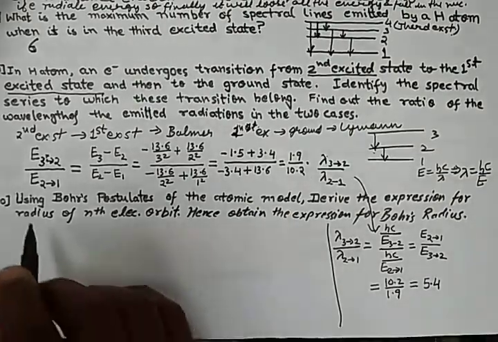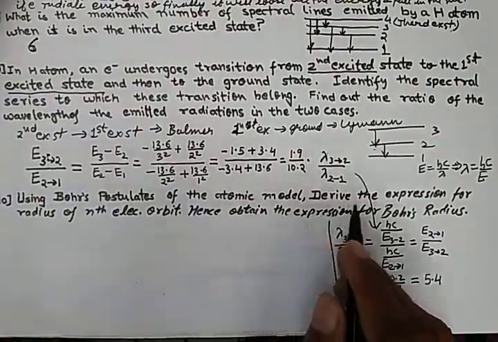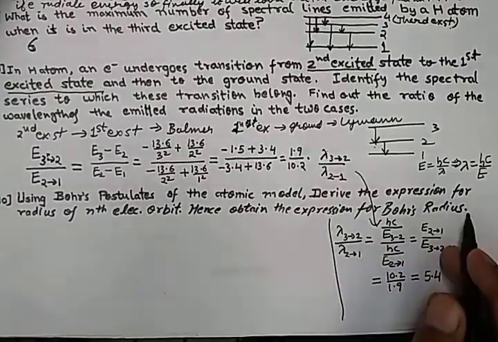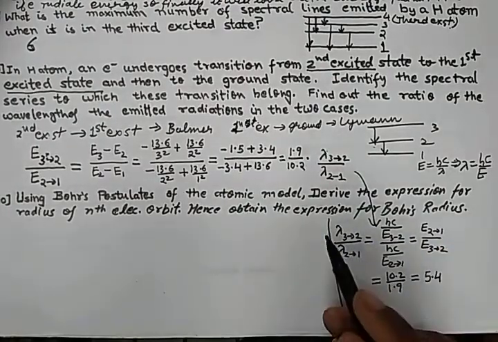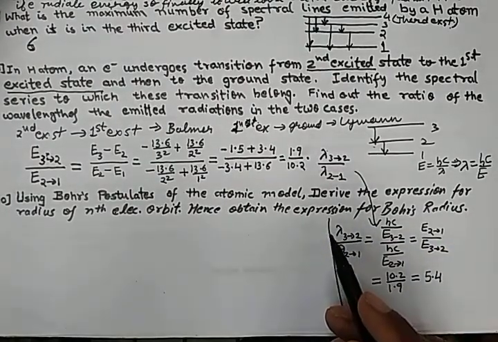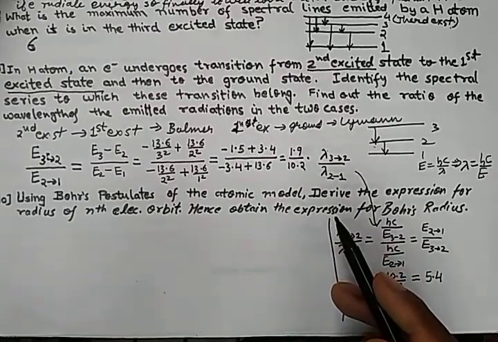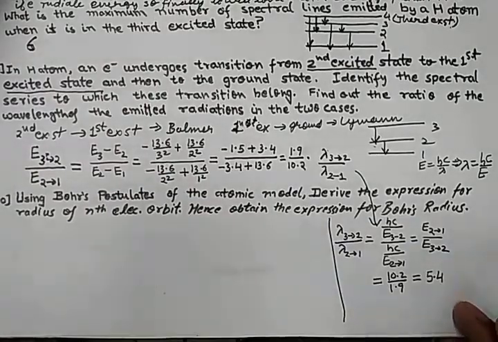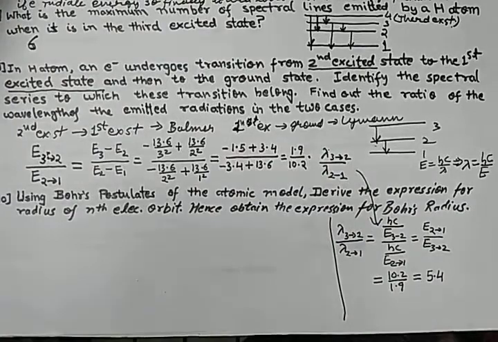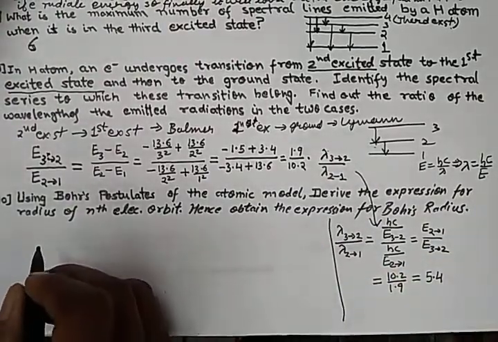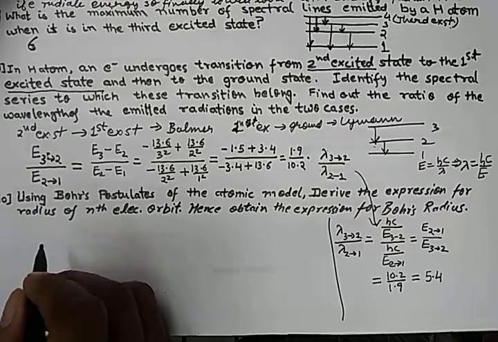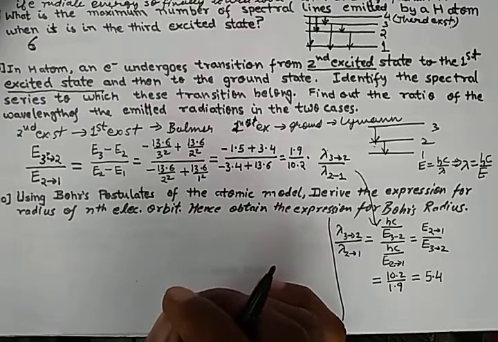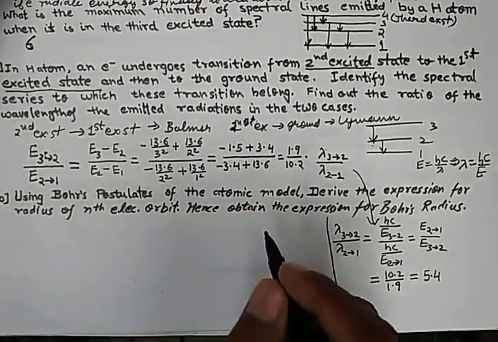That's all. Now, using Bohr's postulate of atomic model, derive expression for radius of nth electronic orbit, hence obtain expression for Bohr radius. See, the question which was in the beginning has come here in the form of derivation, and we did it. So now how to do that? Now space is very less, so I will be skipping most of the terms, because this entire derivation has been done in the main video. So here I am just skipping many terms.